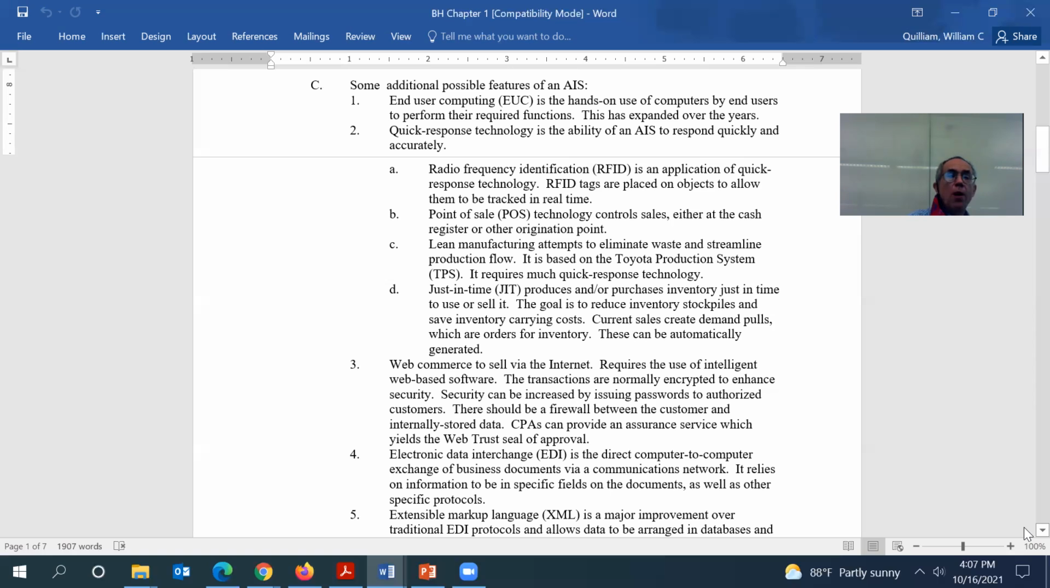Well, then number two, web commerce, to sell via the internet. It requires the use of intelligent web-based software. And the transactions are normally encrypted to enhance security. Security can be increased by issuing passwords to authorized users. There should be a firewall or protection between the customer and internally stored data. CPAs can provide an assurance service which yields a WebTrust seal of approval. That was not nearly as successful as the CPA profession hoped. But with web commerce, we're all familiar with it. Anytime we order on the internet, that's what we have.